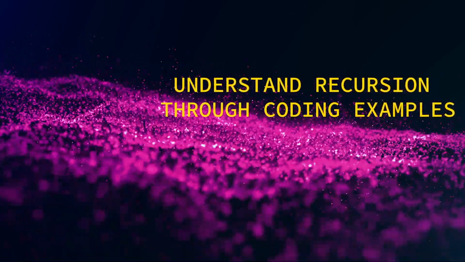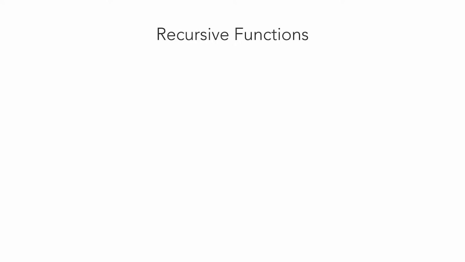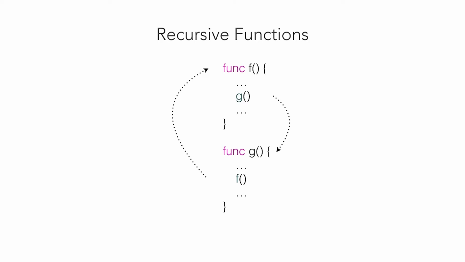Let's clarify what recursion is. By definition, recursion is a way to solve a reoccurring problem by repeatedly solving similar subproblems. In programming, we can have recursive functions. A function is recursive if it calls itself. The call can happen directly, like in this case, or indirectly if the function calls another function, which in turn invokes the first function. We'll often encounter recursive data structures too.